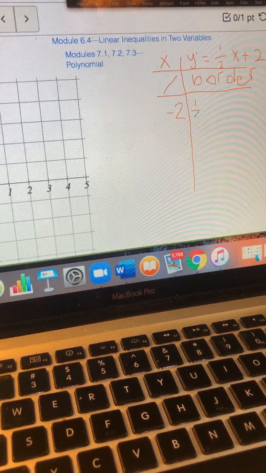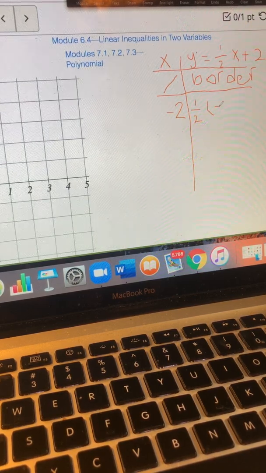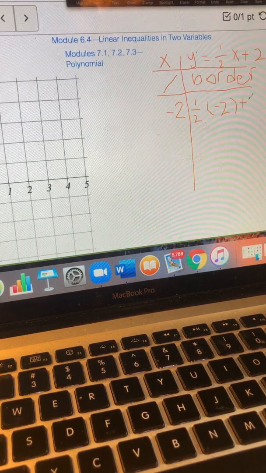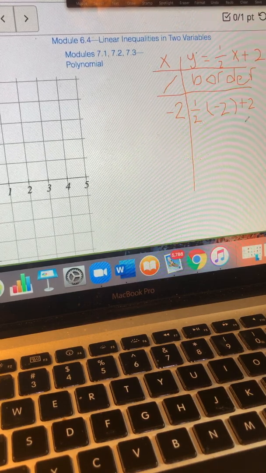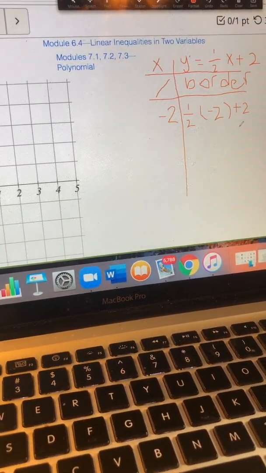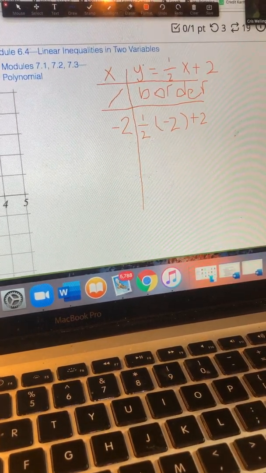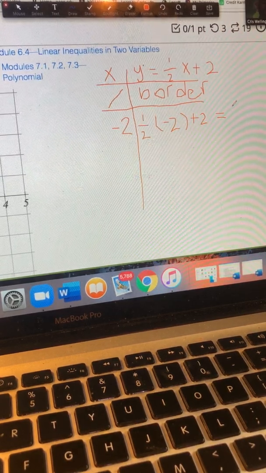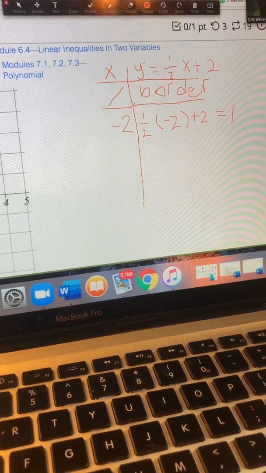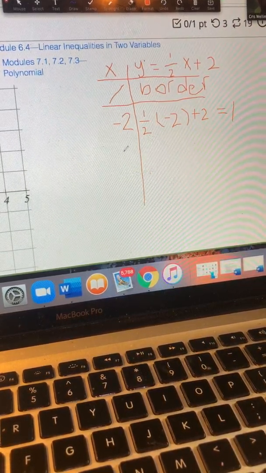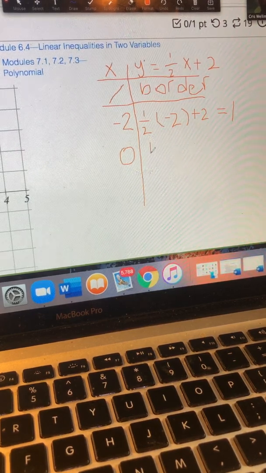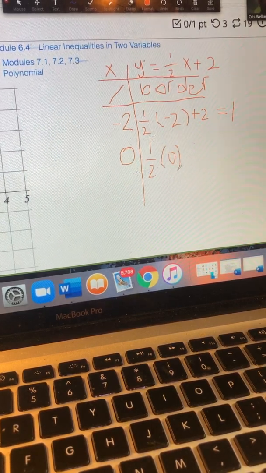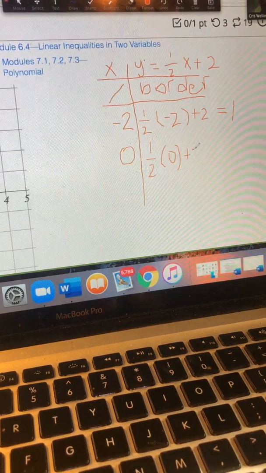But anyway, let's just do it. So it's 1/2 of -2, and then you add 2 to that, and you are going to end up getting 1. All right, so that means that (-2, 1) is going to be on the graph. Let's pick another value, 0. So 1/2 of 0 plus 2 is just going to give us 2.